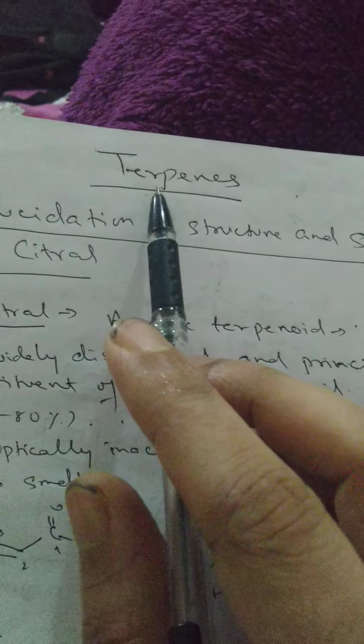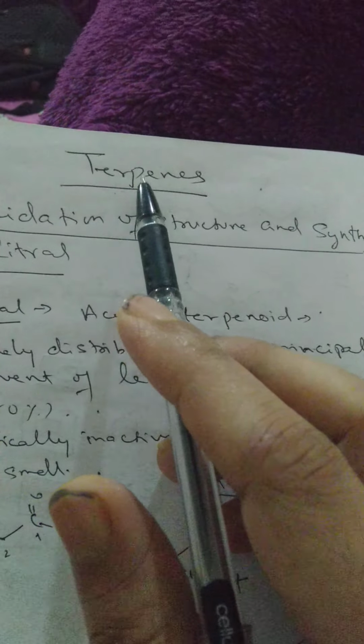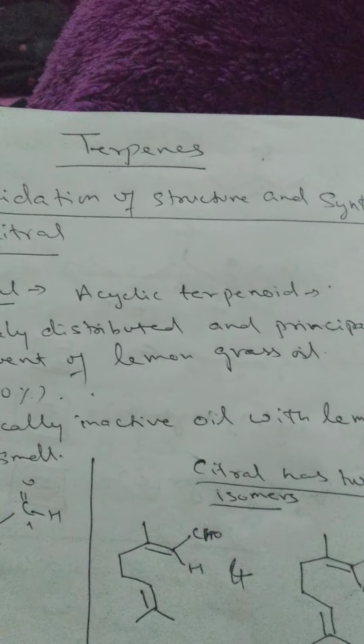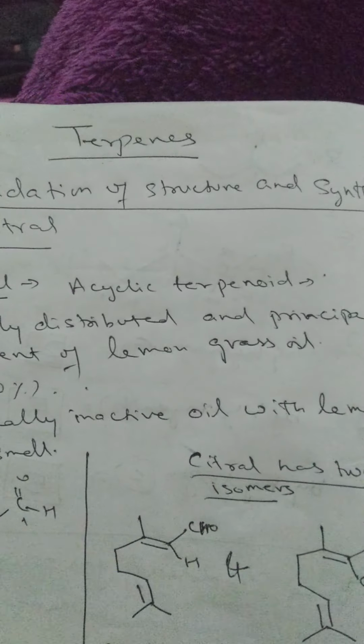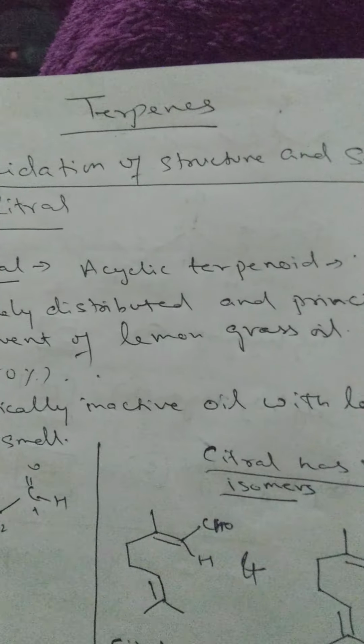This is unit number 5, terpenes. So we finished the first 3 units. The fourth unit, alkaloids, is left, and the fifth unit is terpenes. For the introduction part of terpenes, I told you to watch a video and make notes. So that part is done, and I'll come directly to the topic.